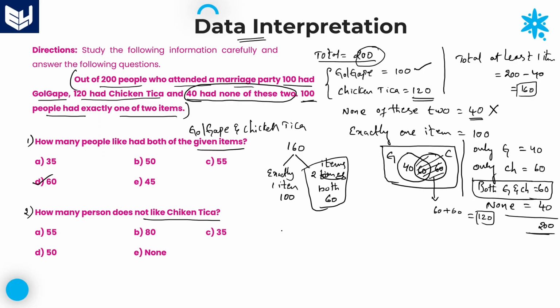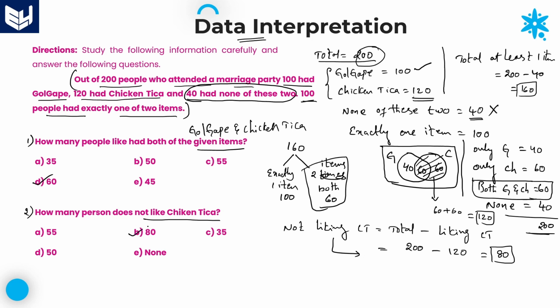So those who are not liking chicken tikka equal the total number of people minus those who are liking chicken tikka. That is 200 minus 120. Therefore the required answer is 80. 80 members are not liking chicken tikka. Look at the options. Among the options, option B is the right answer for this question. Option B.